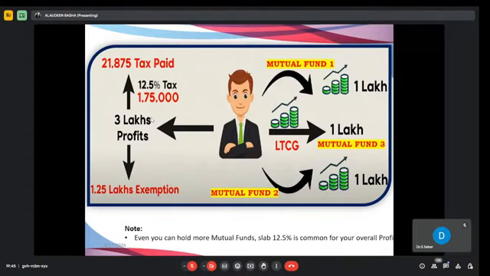That means 21,875 rupees you need to pay for the profit of 3 lakhs. It is not 1,75,000. Let me repeat once again: 21,875 rupees is the tax you need to pay as per the new 12.5% slab in long-term capital gain for your 3 lakhs profit. And this 3 lakhs profit came from all the mutual funds. It may be 1 mutual fund or 2 or 3 or 10, whatever it is. Is it clear, guys?